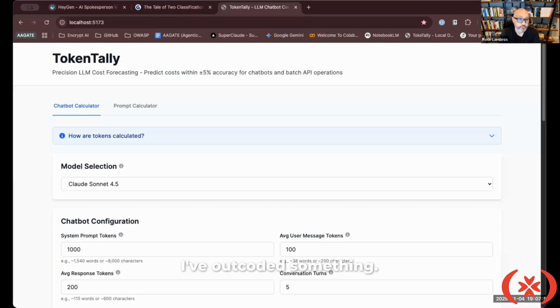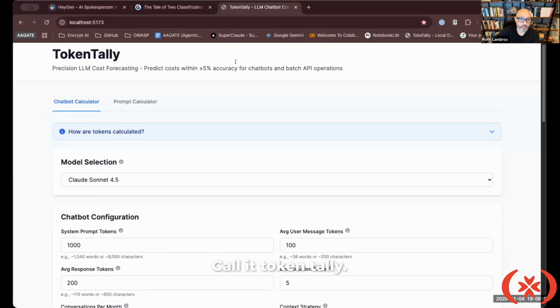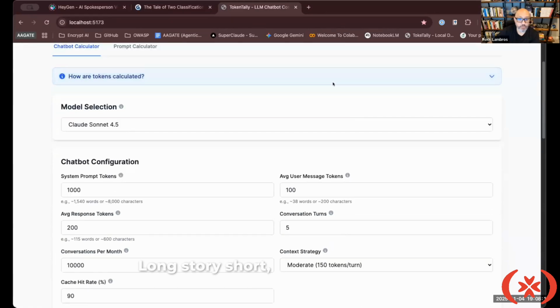So I'm like, all right, brother, I'll help. I've vibe coded something. So this is the result of it. I'll call it Token Tally. You can grab the URL, it's here in the bar. Long story short, the tokens are calculated.